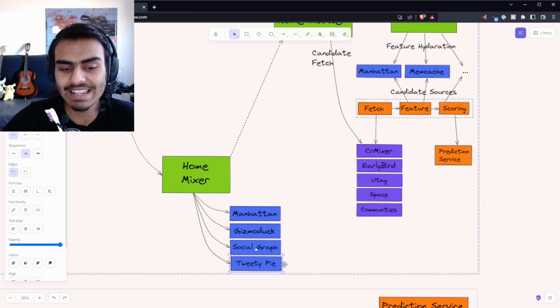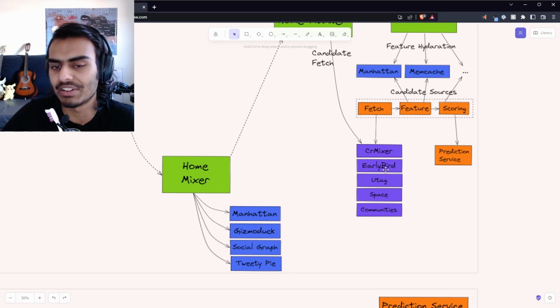And TweetyPie is, again, we really have no information on this. The other three, you can find them online on the internet somewhere. But TweetyPie, we don't really know anything about. And let's now come to these services here. These are what Twitter calls candidate generation services. Now, to understand what a candidate generation service does, we first have to understand what a candidate is.